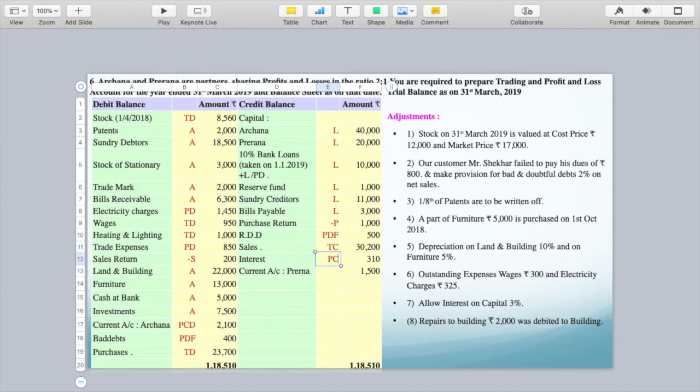Then interest, it is given on the credit side, so profit and loss account credit side. And current account of Prerna is on a credit side, so it will go to PCC, that is partner's current account credit side, as by balance brought down. Okay, so I hope it must be cleared with the marking of the trial balance. Now let us start with the adjustments.